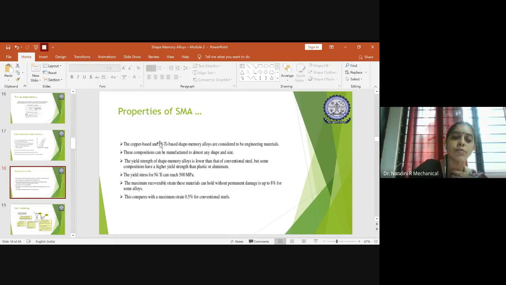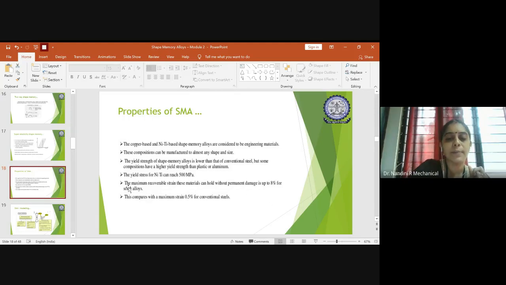And here I told you that out of copper and nickel based shape memory alloys, the nickel titanium based version is used for 90% of the applications, because of many physical characteristics I have told you. Hence the yield stress of nickel titanium is being justified here, which can reach up to 500 megapascal. So this is the ultimate stress we can get for nickel based shape memory alloys, with a yield stress value of 500 MPa.